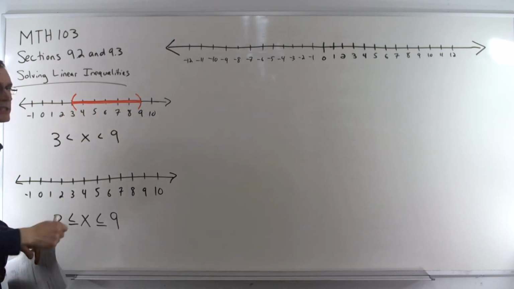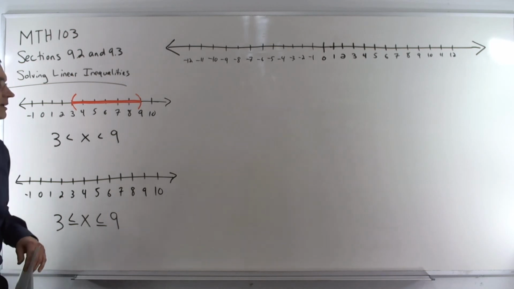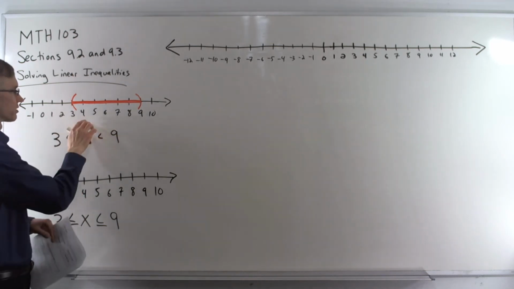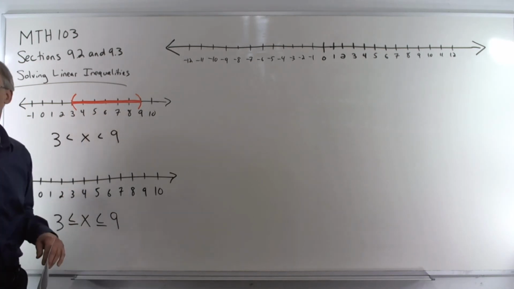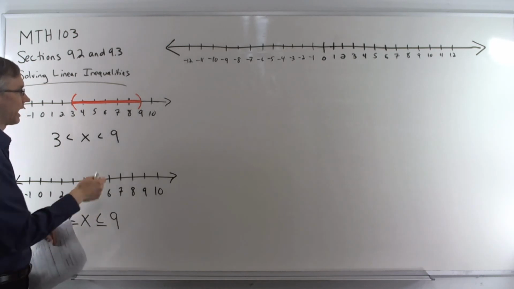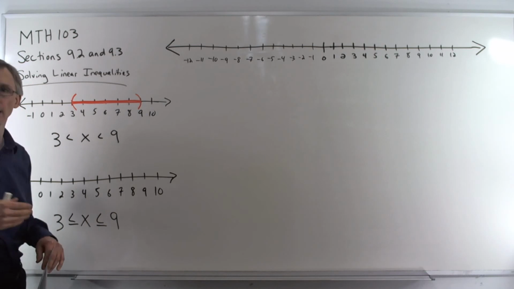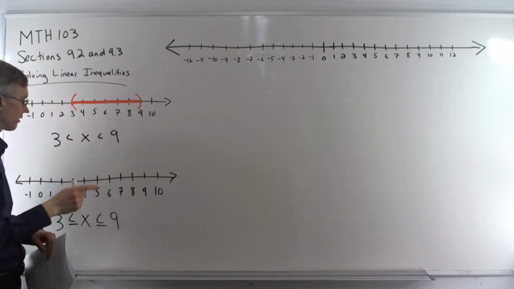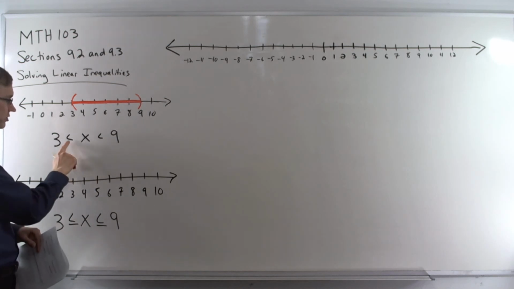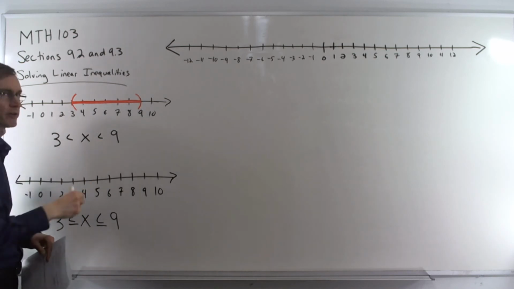I use parentheses because those numbers are not included in the range of values. It's every number between 3 and 9, so 4, 5, 6, 7, and 8. Those are all in the solution, as is every number in between, like 5.2, 6.13, and so on. But the endpoints 3 and 9 are not included. And we can tell that from the inequality. It's strictly greater than here and strictly less than here. So that means 3 and 9 are not included.